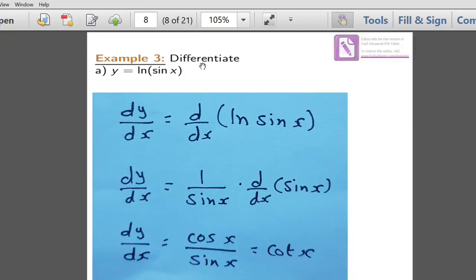Example 3: differentiate y equals ln sin x. So we'll add d over dx for both sides. It will be dy over dx equals d of ln sin x over dx. So the derivative of y will be dy over dx. For the derivative of ln sin x, we take what is inside the ln, so it will be 1 over sin x, multiplied by the derivative of what is inside the ln, which is sin x. The derivative of sin x is cosine x. So we have dy over dx equals cosine x over sin x, which is equal to cot x.